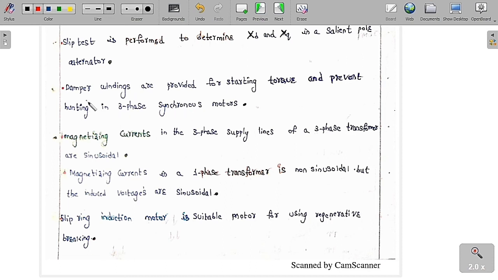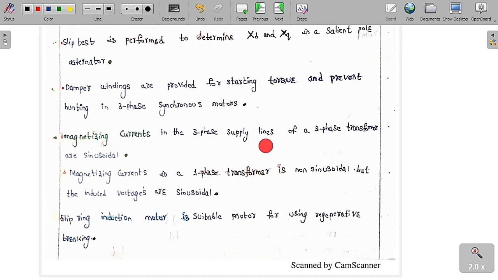So I have already told you the function of damper winding in a synchronous motor is to provide the starting torque and also to prevent the hunting in a three-phase synchronous motor. Whereas in the case of a synchronous generator, the damper windings can only prevent the hunting, and they can also suppress the negative sequence components. So negative sequence components present in the flux can be suppressed with the help of damper windings in a synchronous generator. All these things I have already told you.